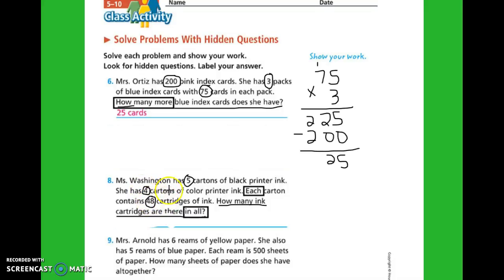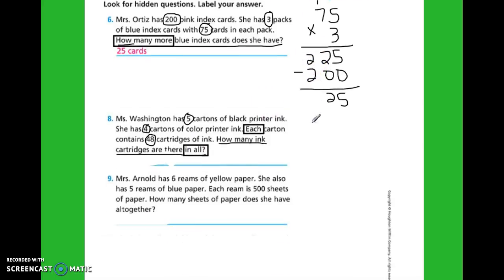Each of the cartons has 48 cartridges of ink. So you get to multiply. You're going to have to multiply 48 times 4 and 48 times 5. And then you're going to have to figure out how many there are in all, which we learned was adding. So go ahead and see if you can solve that one on your own, and then we'll come back and do this one together.